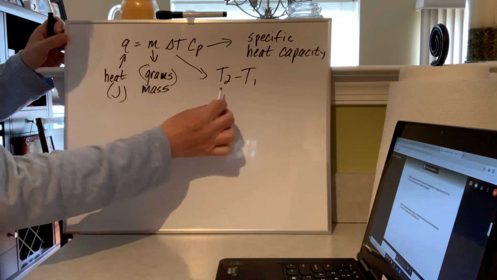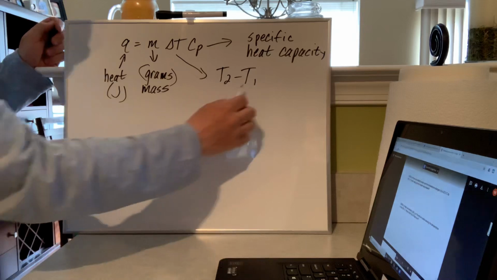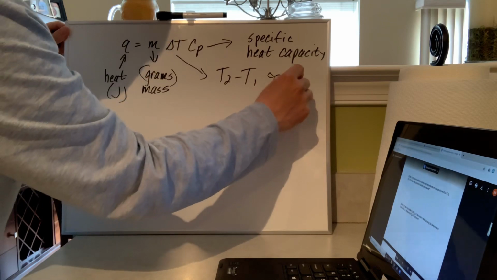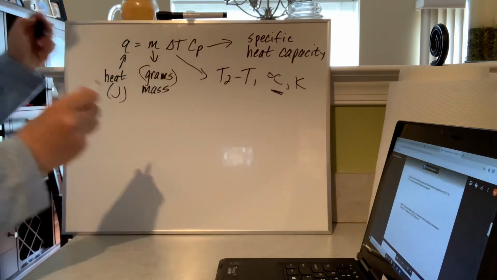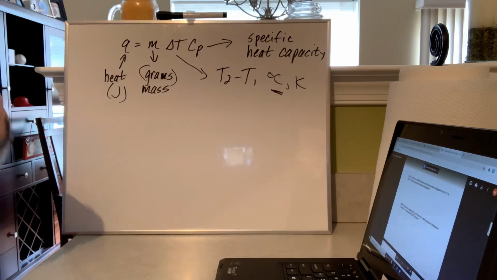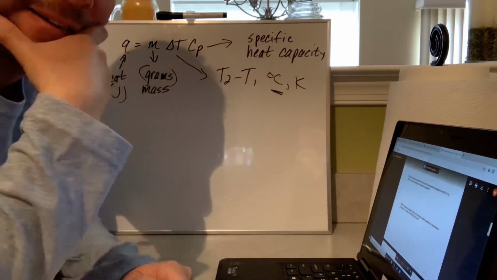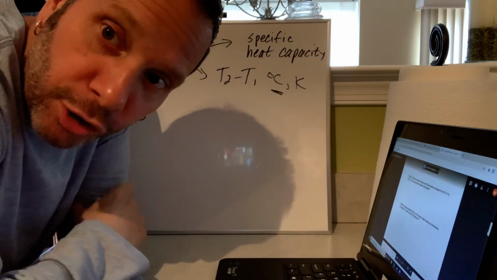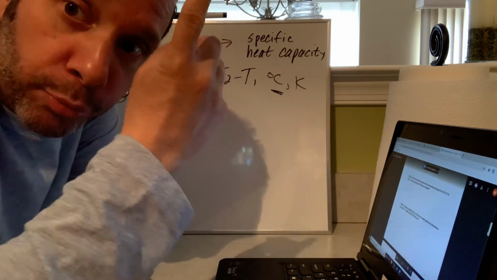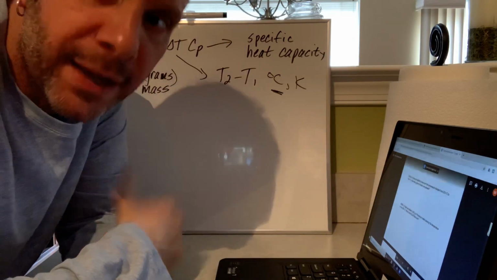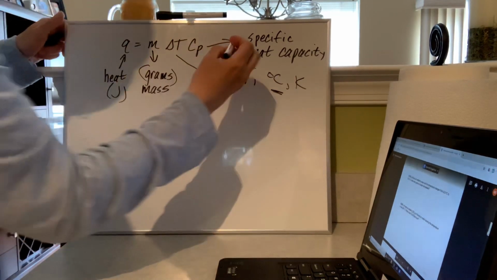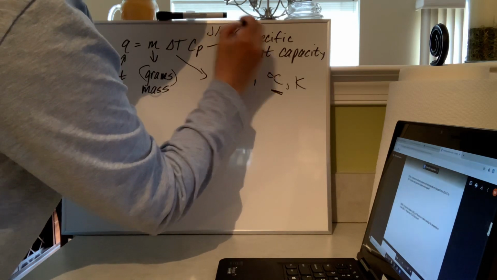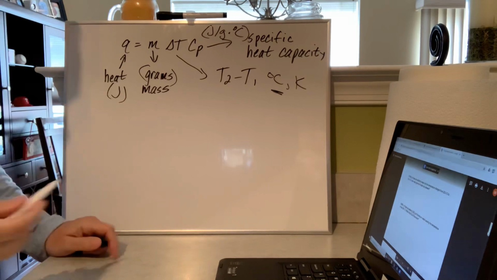Your delta T is actually T2 minus T1, so your final minus your original is how much temperature changes. And you can use degrees Celsius or Kelvin. We're probably going to use a lot of degrees Celsius here. The specific heat capacity is how much heat gets taken in and the temperature changes by a certain amount. Things like metals have a low specific heat capacity, meaning they heat up real fast, but they cool down real fast, where something like water has a higher heat capacity. The specific heat capacity has the units joules per gram degrees Celsius, or joules per gram Kelvin, whichever one you want to do.